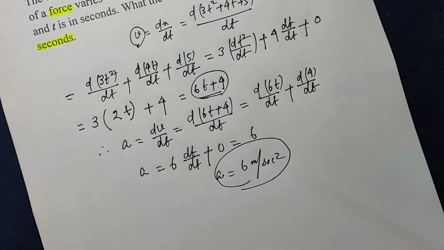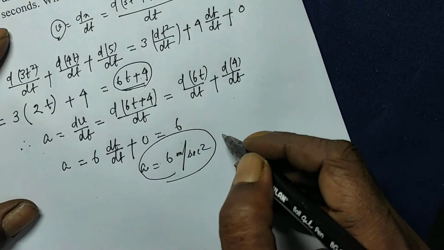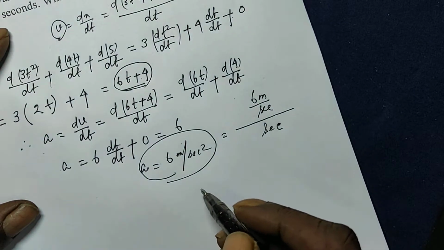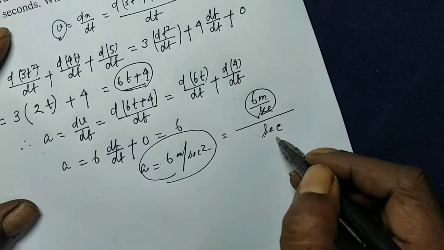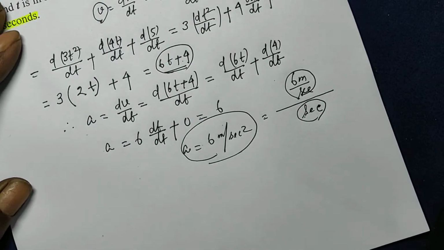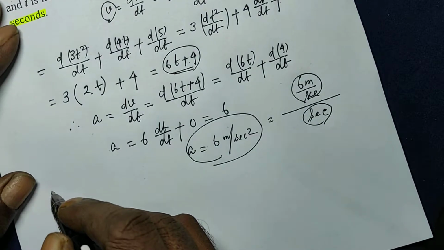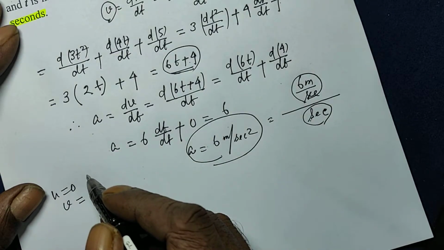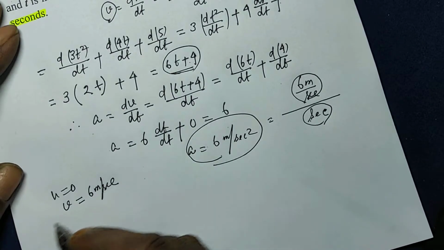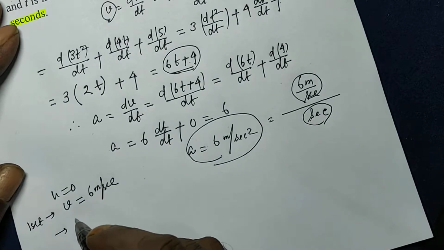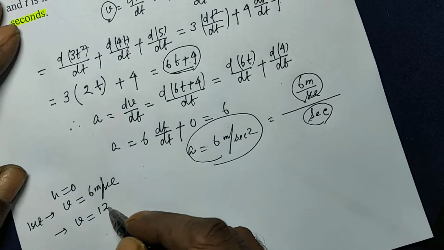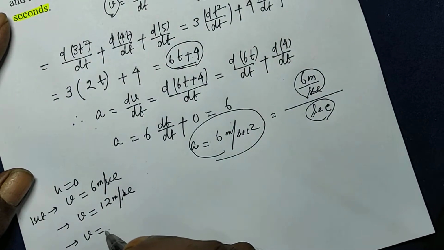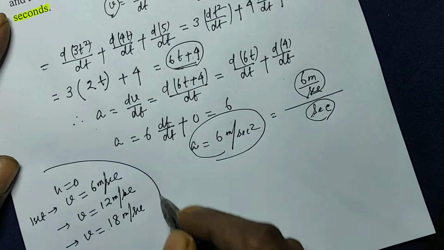And I hope you know the meaning of acceleration. 6 meter per second square means you can write it as 6 meter per second over second, meaning the speed will increase by 6 meter per second in every second. That is the meaning of acceleration. If it started from rest with u equal to 0, after 1 second the velocity will increase by 6, so the velocity will be 6 meter per second. After another second the velocity will again increase by 6, so 6 plus 6, that will be 12 meter per second. Again after 1 second the velocity will increase from its previous value by 6, so 12 plus 6, that is equal to 18 meter per second. That is the meaning of acceleration, right?